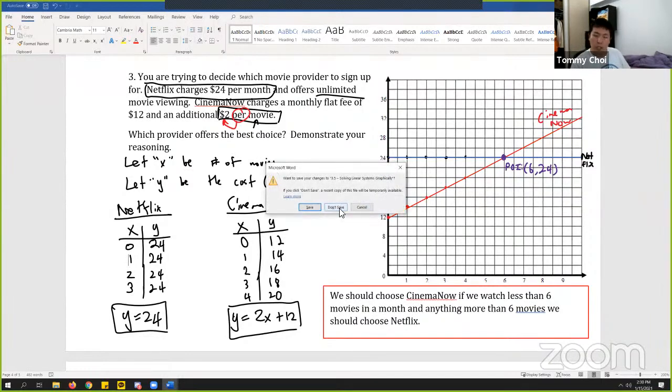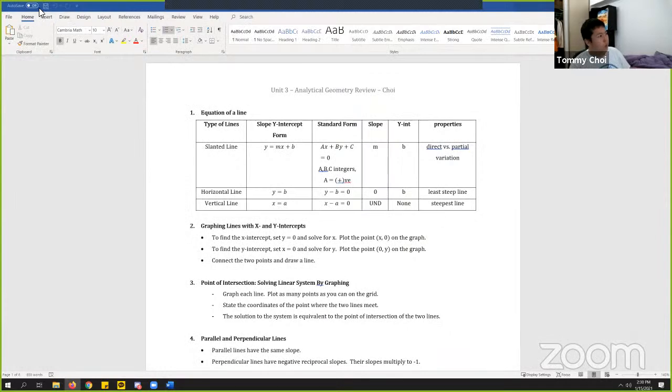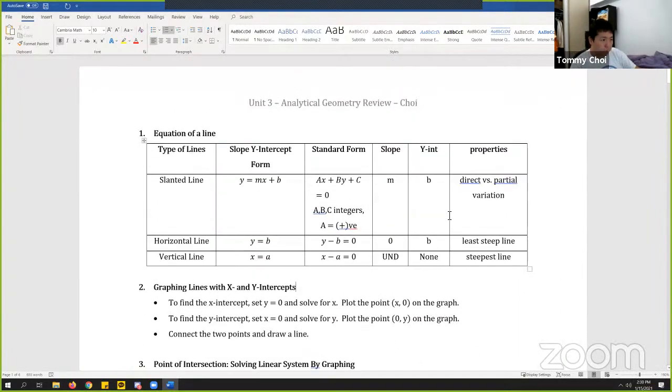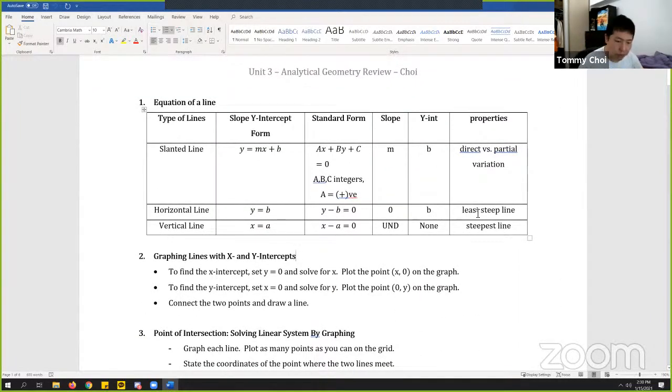To prepare for our tests, we always do our review. If you don't have this prepared, you can go print it. It is 6 pages long, and it's our analytical geometry review. These are the review questions we're going to be doing. Once you have this printed, type a G in the chat so that I know you're good to go.